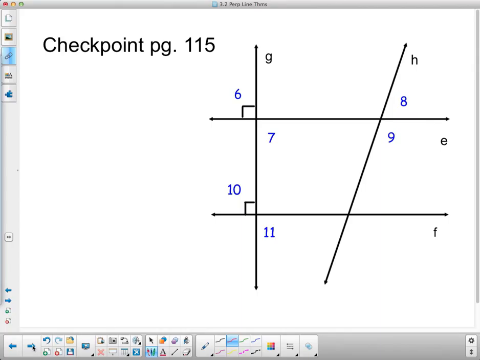Angle 7 and angle 10 are compared themselves. So its vertex is here, and 10 is there. Yes. Yes, here we go.